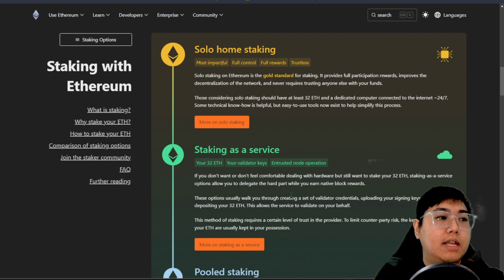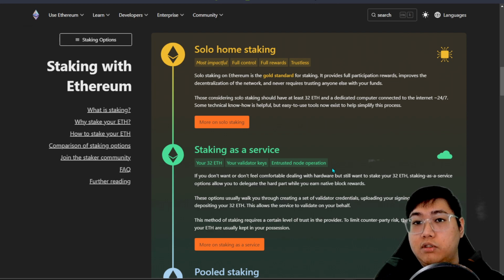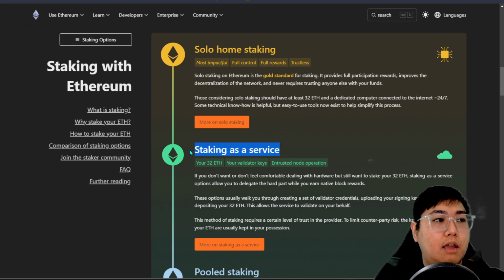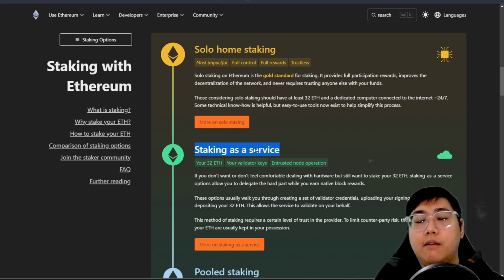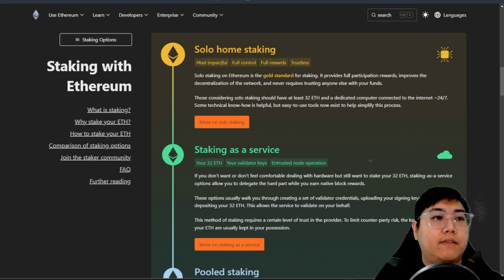It is not really impactful, to be honest, and of course you do not have full control, full rewards, and a trustless system. Cloud staking is for those who do not have much time. But to be honest, solo staking is almost the same as staking as a service, it is almost the same.